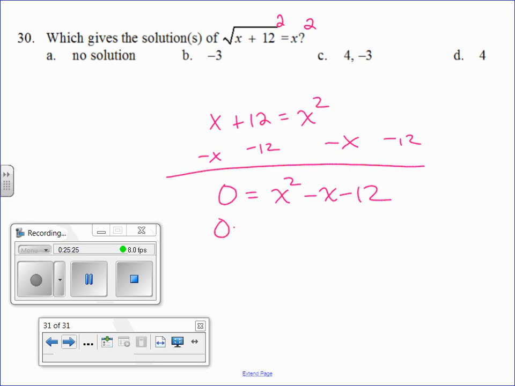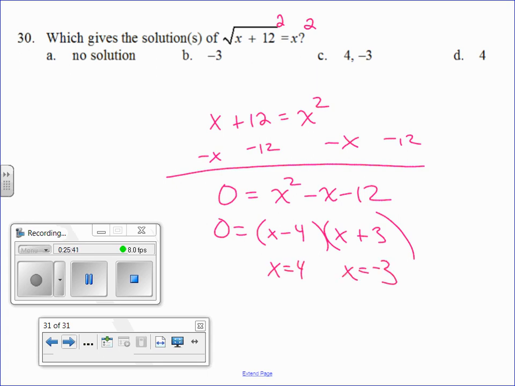So I'm looking for numbers that multiply to negative 12 that would add up to a negative 1. Can you think of them? Negative 4, positive 3. So that makes our answer 4 and negative 3.